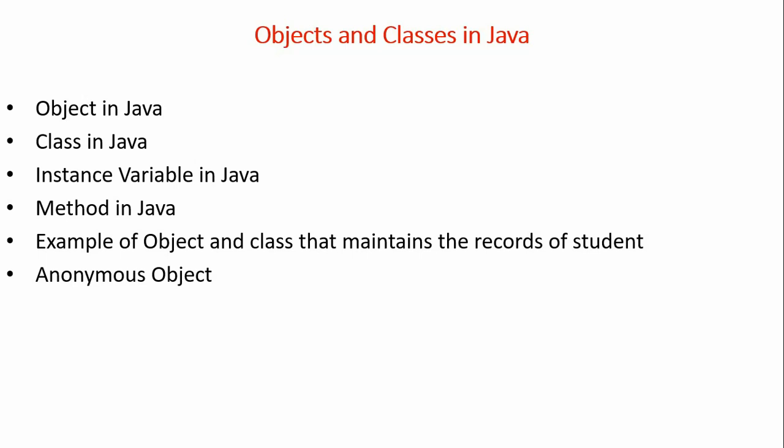Good morning, students. The next topic is objects and classes in Java. In this topic we discuss what is an object, what is a class, and how instance variables, methods are available in Java, and we will see some examples, and finally anonymous object.